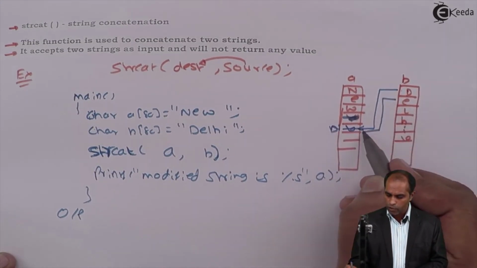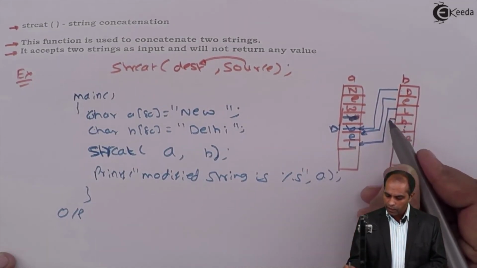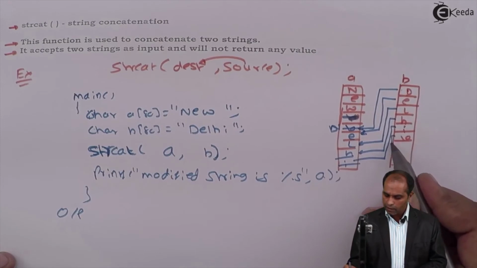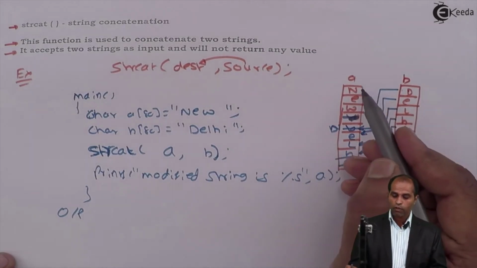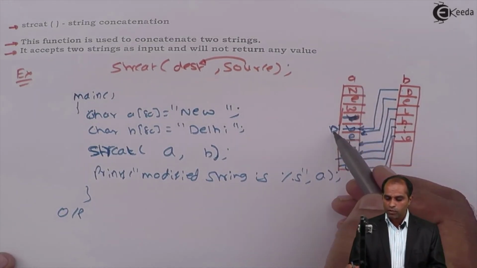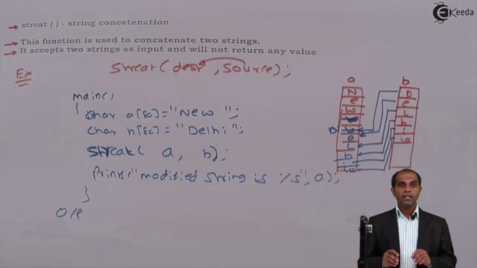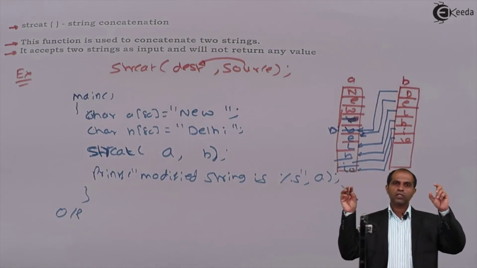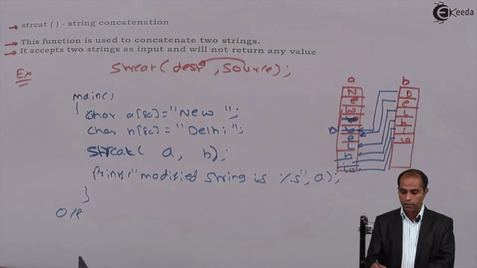Then the next corresponding location is E. The next corresponding location is L. The next corresponding location is H. The next corresponding location is I. And then the next corresponding location is \0. What happens to this particular A? A is now the modified string: "new", space, \0 is replaced by D and then ELHI and then the null character. So here strcat is going to copy the first character of the source string to the destination string's null character position. strcpy copies the source's first character to the destination's first character. Right? That is about the contents of strcat.